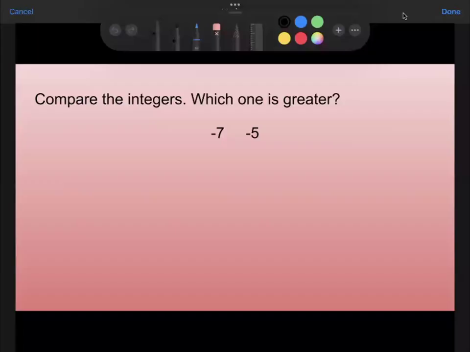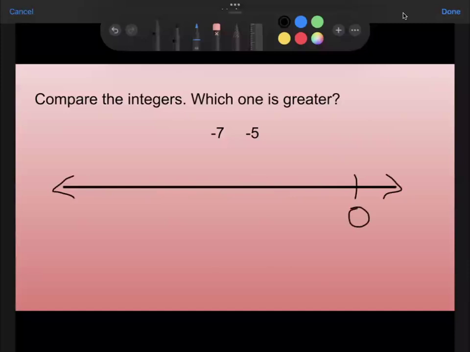Okay, here is our next one. We're going to compare these two integers to decide which one is greater, -7 or -5. So let's go ahead and visualize that number line. And since both our numbers are negative, I'm going to go ahead and put the 0 over here just to give myself some more room. -7 would be 7 units away from 0 on the negative side. So 1, 2, 3, 4, 5, 6, 7. That would put it right about here.